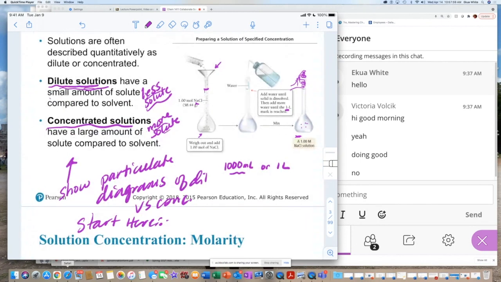When we start, I want to show you how a dilute solution is presented versus a concentrated solution. How can you tell one from the other? If you were asked to explain it at a particular level, how do you do that? How do you use those model diagrams to explain the difference? Okay. So yeah, we're going to end here.